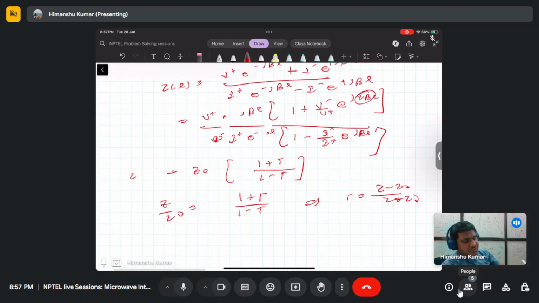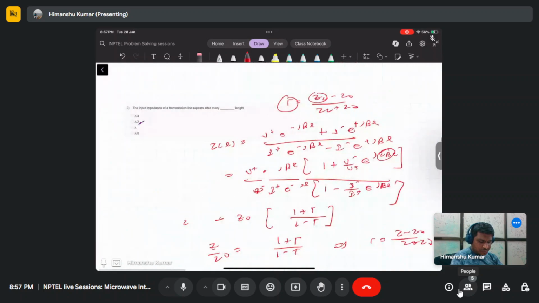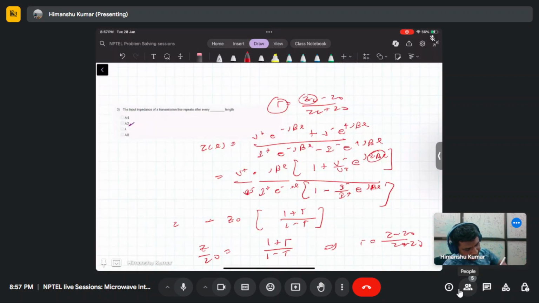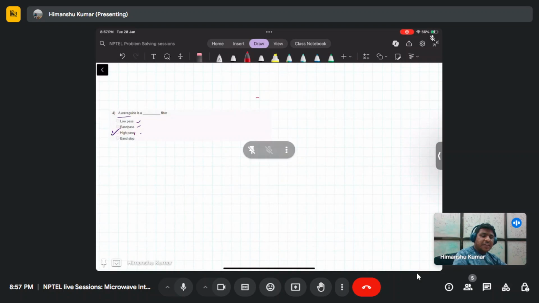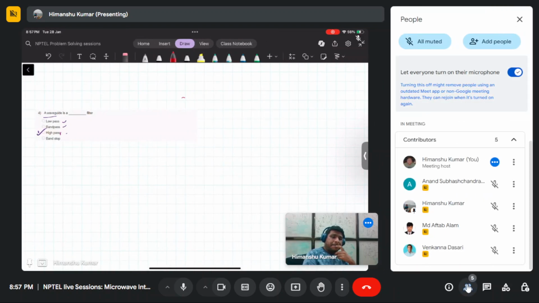This contains a 2 beta L term, so it will also repeat in lambda by 2. So the correct answer is lambda by 2. Is that clear? I am maybe going a bit fast. Is there any doubt up to now? Okay, fine.